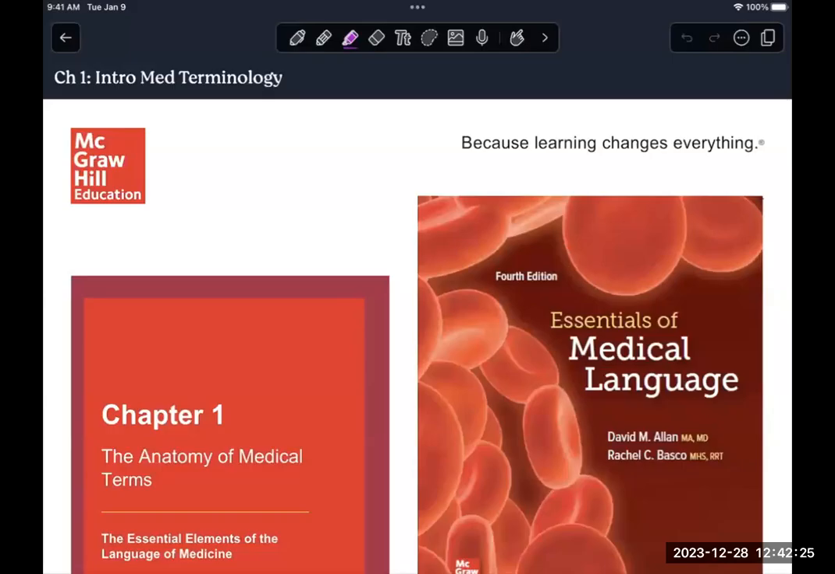Hello, and welcome to Chapter 1 of Medical Terminology. Today we're going to look at the anatomy of medical terms. What the anatomy of medical terms means is we're going to learn how they break down words so we can understand, when words get put back together, what these words specifically mean.